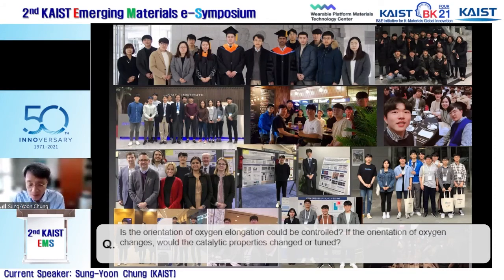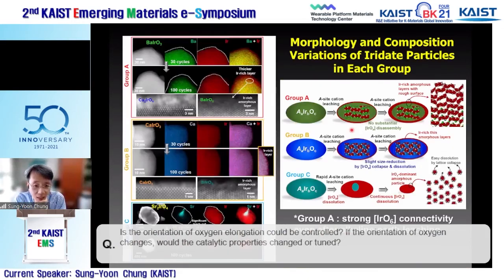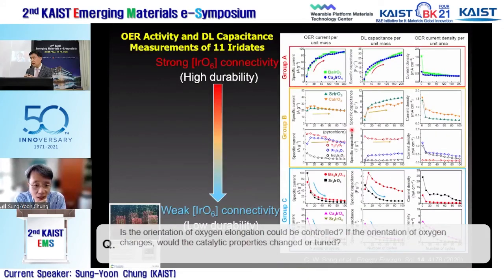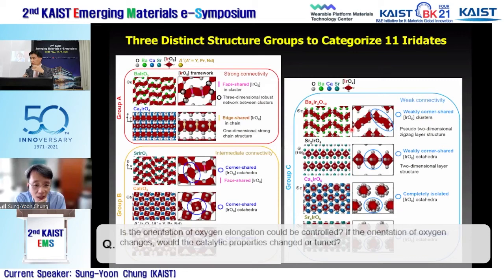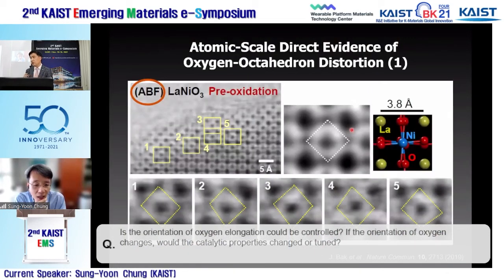So the first question, thanks for the wonderful lecture. I have a question on the elongation of the oxygen atom. Can the orientation of the oxygen elongation be controlled? If the orientation of oxygen changed, would the catalytic property change or be tuned?